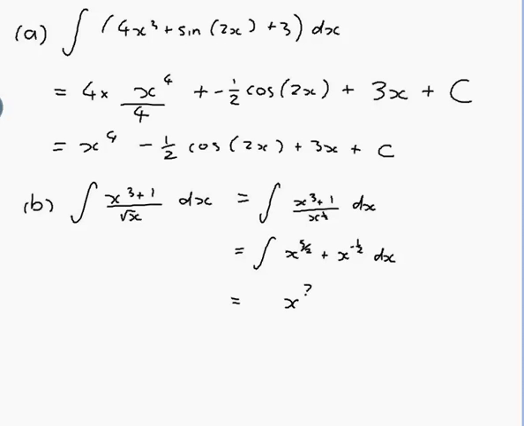Put the power up by 1, divide by new power. So dividing by 7 halves is the same as multiplying by 2 sevenths. Put the power up by 1, so minus a half plus 1 gives me plus a half. Divide by new power, so that would be timesing by 2 over 1. And then that's done, and I just put a plus c. Now I need that plus c, again, just to go over it one more time, because any value of c there, when I differentiate it, would disappear and give me my original answer. So that ends the question.